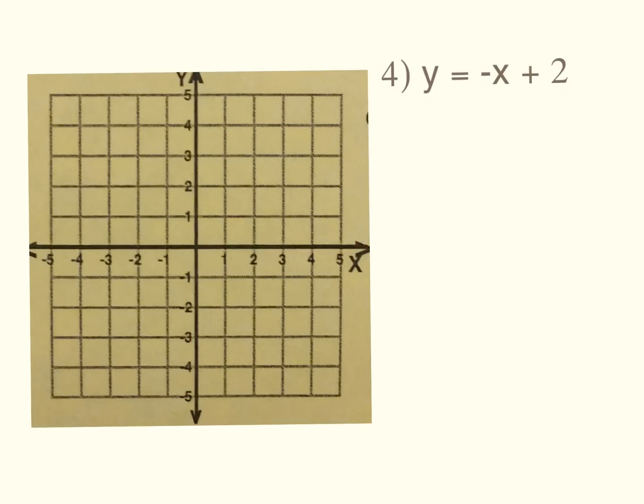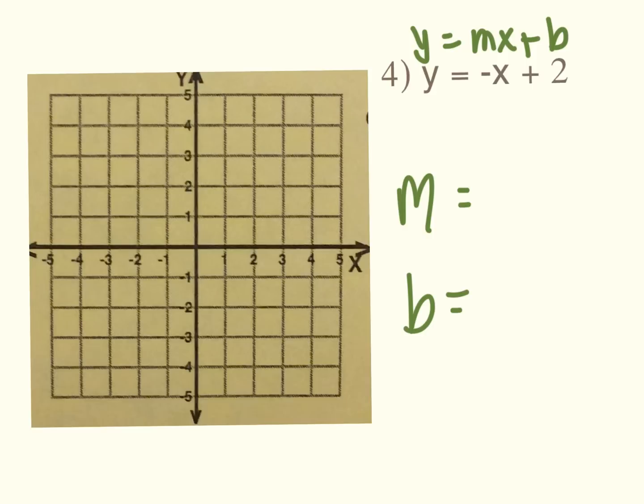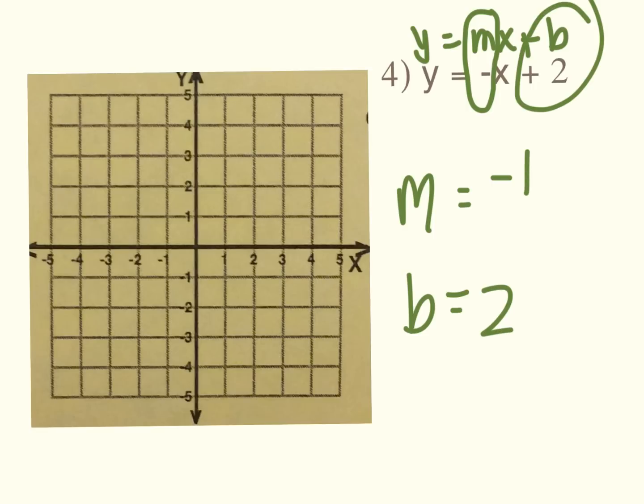Number 5, my m and my b. This one is a little trickier. So if I write y equals mx plus b right above my equation, I can see here my m is just this negative. So we are allowed to call that -1. My b is positive 2. Since my b is positive 2, I would begin at 2. And for my slope, I have to rise and run, so I can put that over 1.